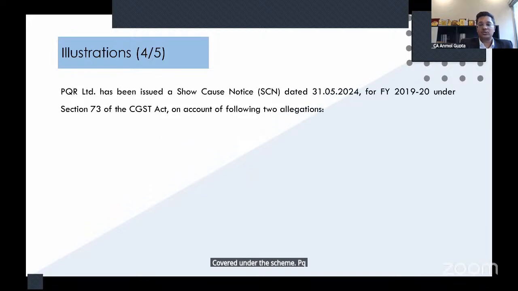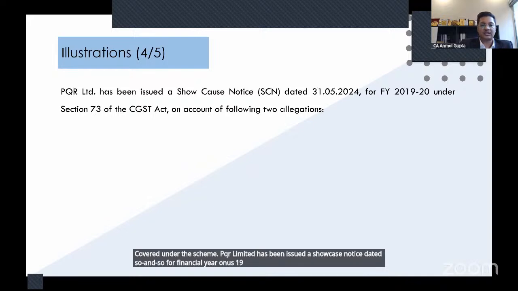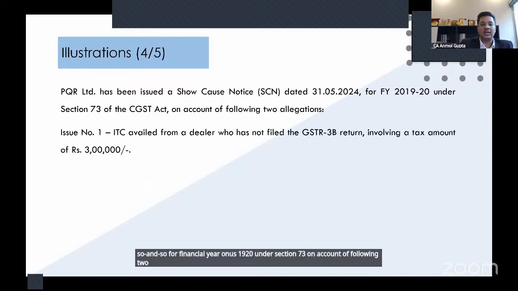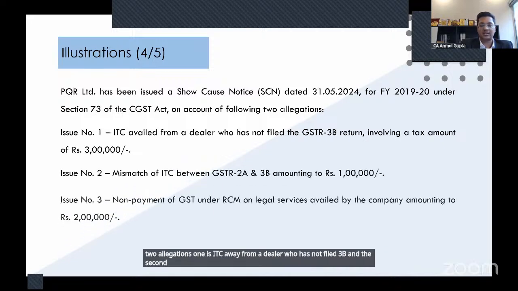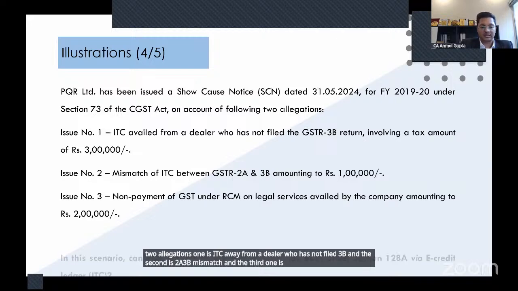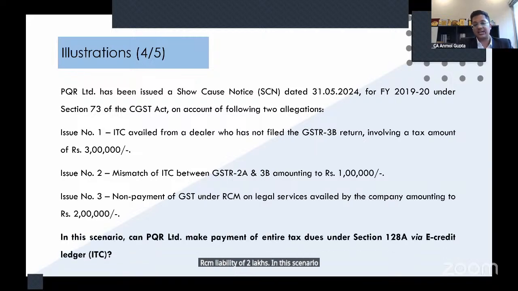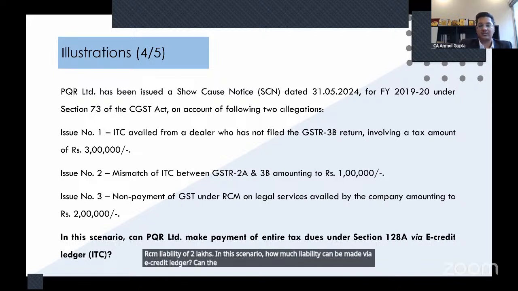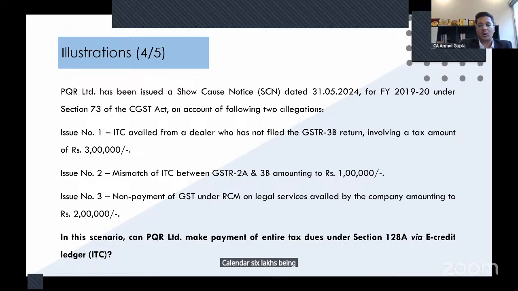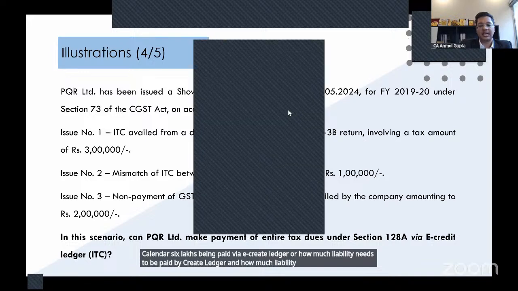PQR Limited has been issued a show cause notice dated so and so for financial year 19-20 under section 73 on account of the following allegations. One is ITC availed from a dealer who has not filed 3B, the second is 2A-3B mismatch, and the third one is RCM liability of 2 lakhs. In this scenario, how much liability can be paid via e-credit ledger? Can the entire 6 lakhs be paid via e-credit ledger, or how much needs to be paid via e-credit ledger and how much via e-cash ledger?